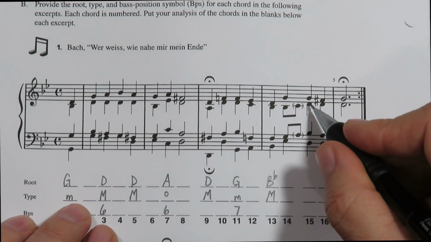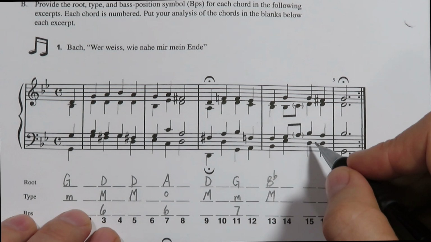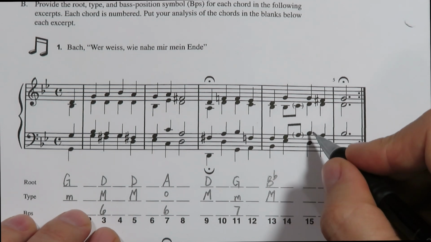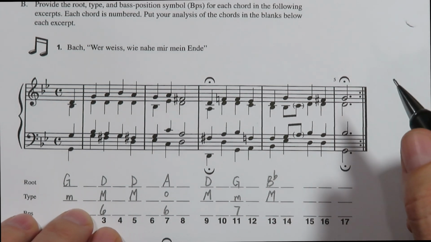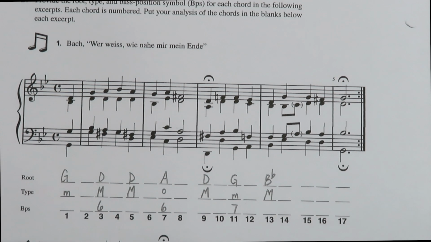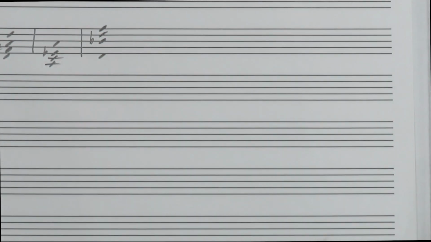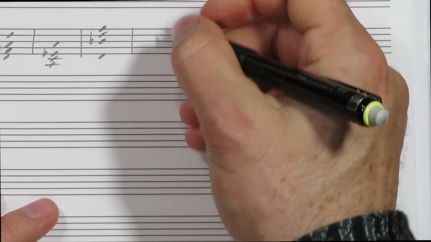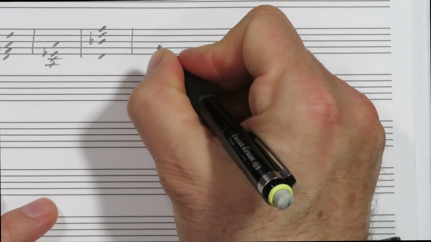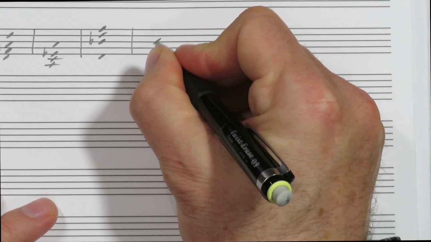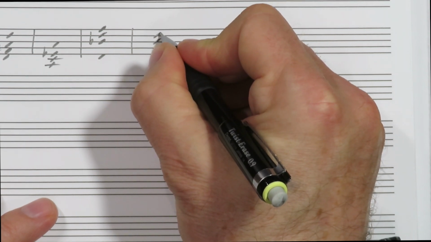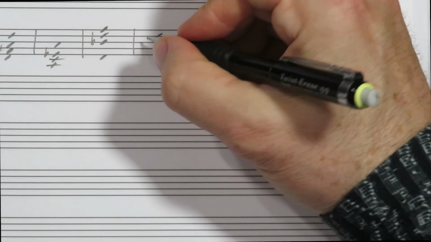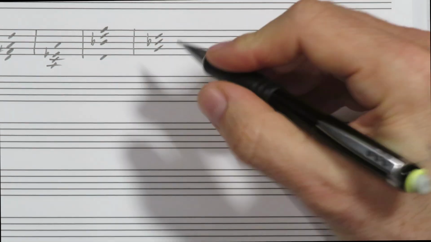So number 15, we have the D, B flat, D, G. Okay. D, B flat, G. Sounds like an inversion, right? Yeah, G, B flat, D. That's G minor, root position.